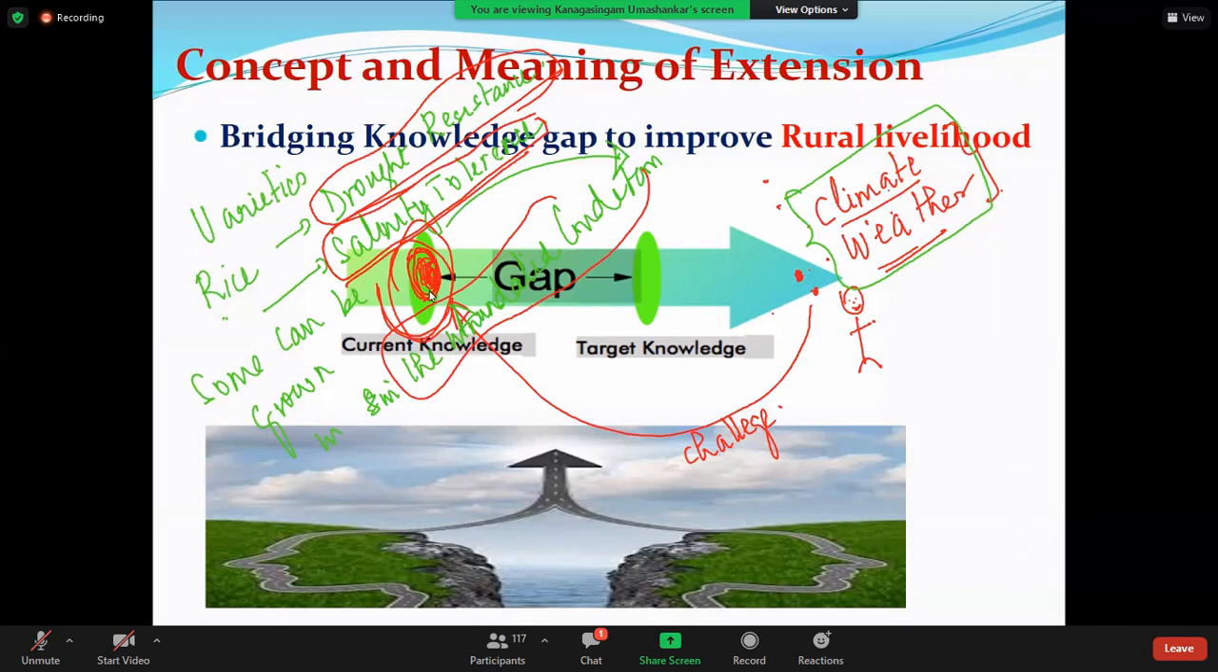And not only in rice, there are drought-resistant varieties in vegetables, hybrid varieties. There are some pest-resistant varieties. You know Solanum melongena? What is Solanum melongena? Brinjal, right.